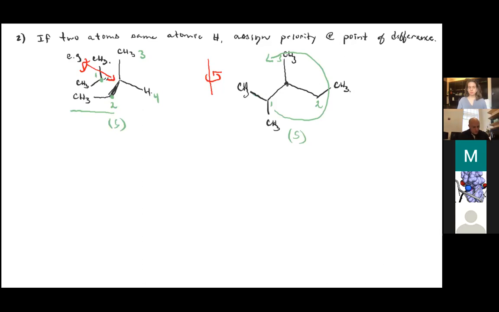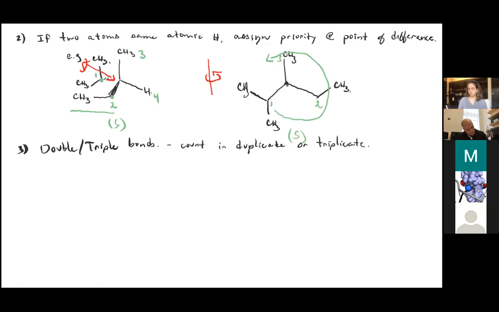There are two other rules that come up less frequently, but they're important. So the third one is dealing with double or triple bonds. Okay, and these essentially are going to count in duplicate or triplicate. And so another example would be here.